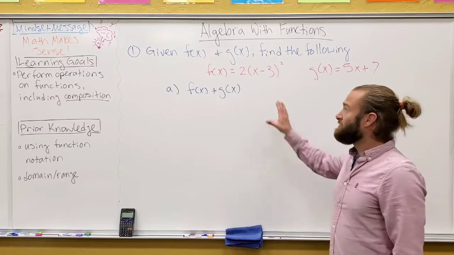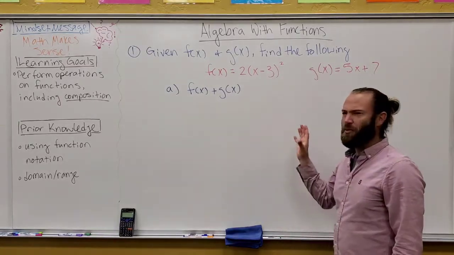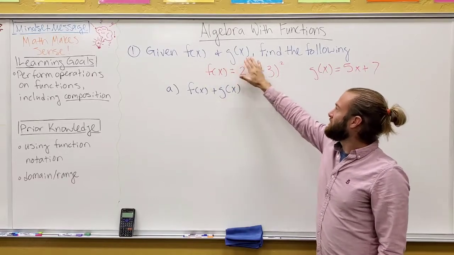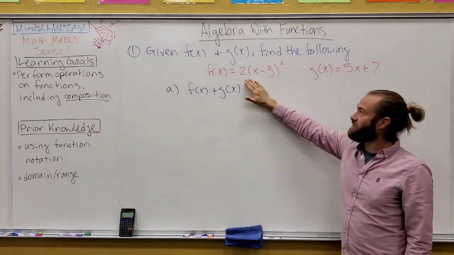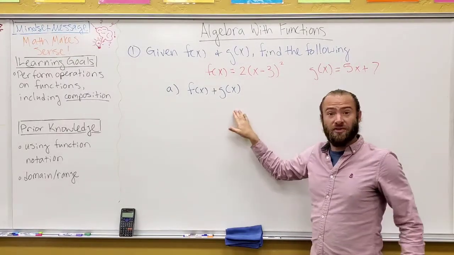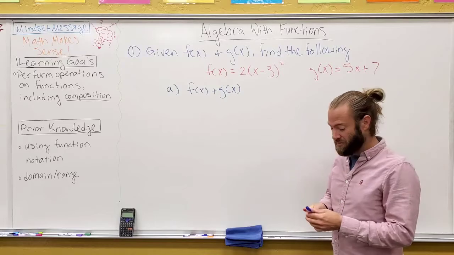So this very first thing is just going to be a little bit of a warm-up, but we're going to talk about some specifics that maybe we haven't talked about before. So given f of x and g of x, find the following. So here's our rule for f of x and our rule for g of x. What's f of x plus g of x? It's going to be a new function that results, right?